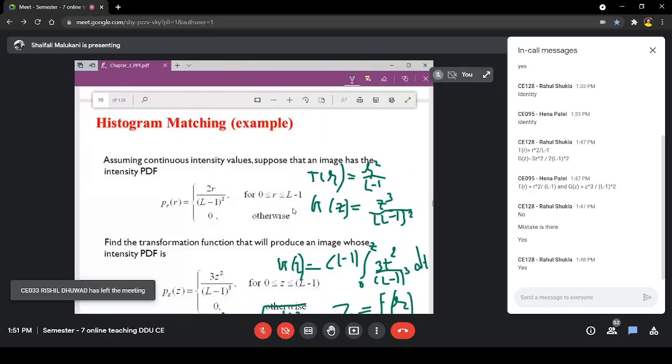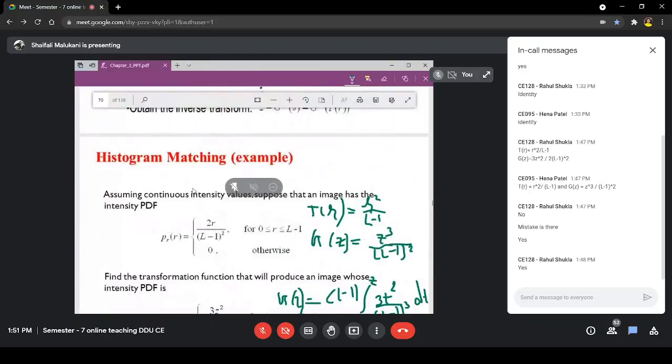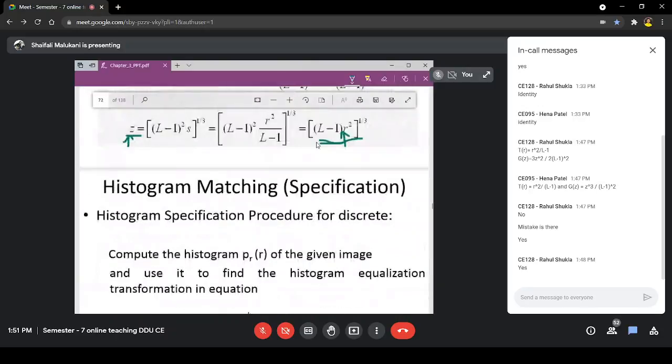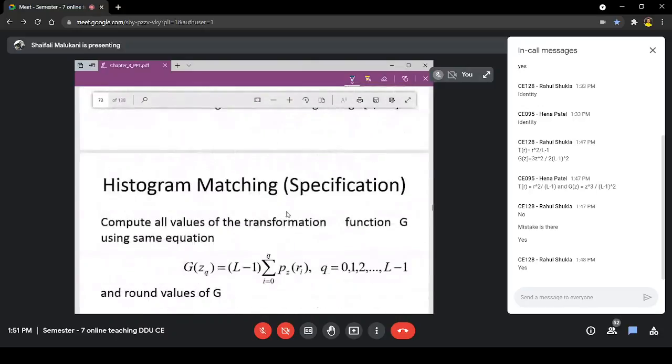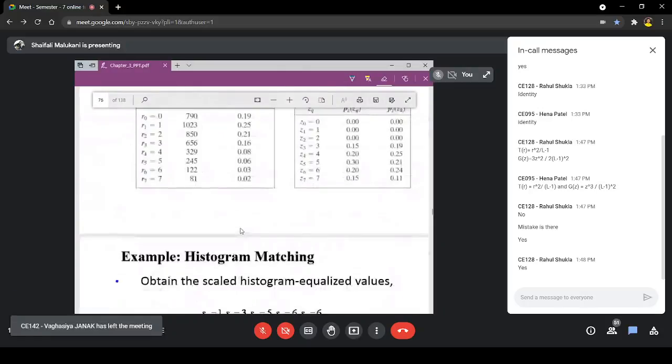Okay, are you all clear with this process of the continuous version? It is a simple process: take the equalization of both the images, then equate them and take the inverse function. Now we are going for the discrete version. So you remember, this equalization process will change, instead of integration, to summation, nothing else. So I am not repeating that procedure.